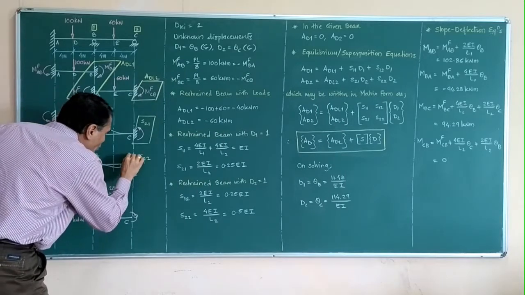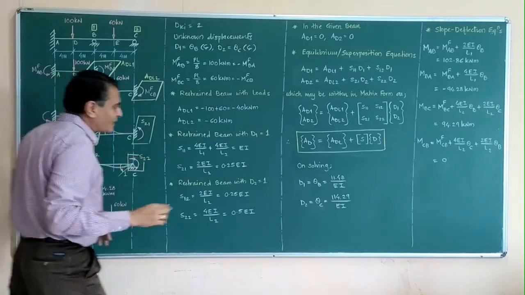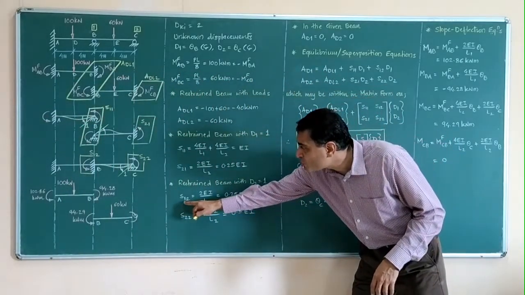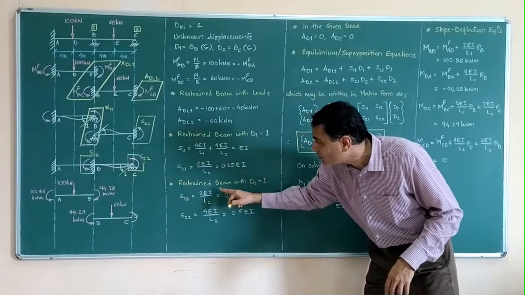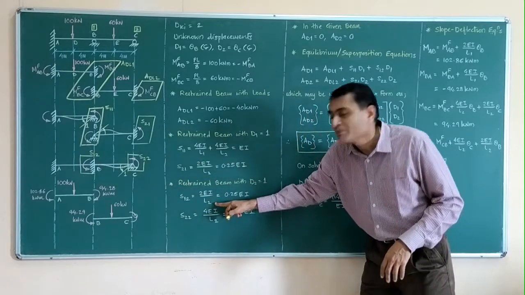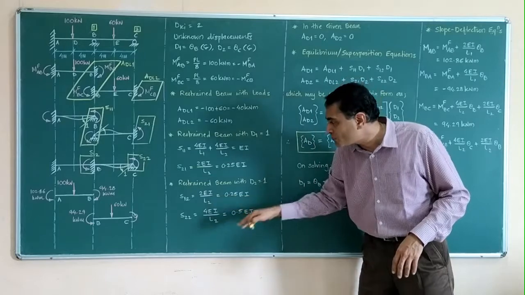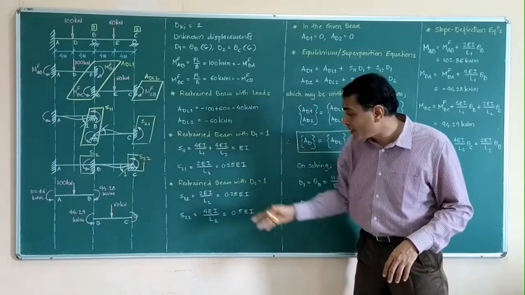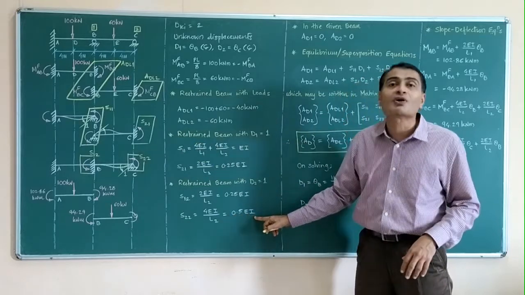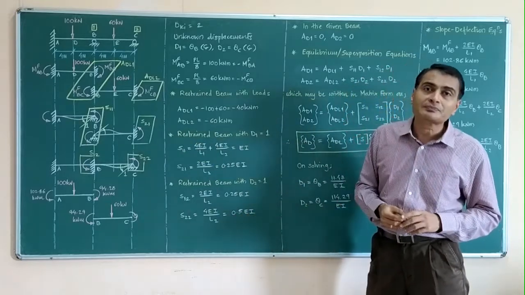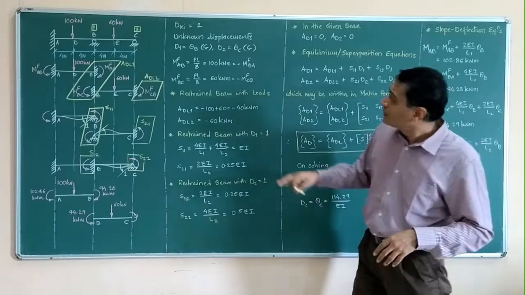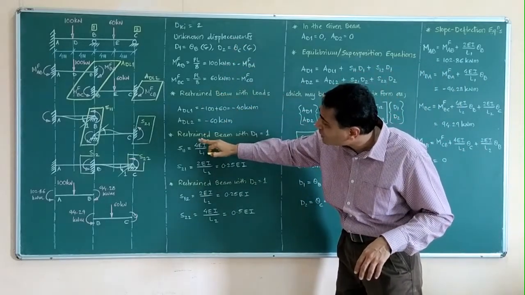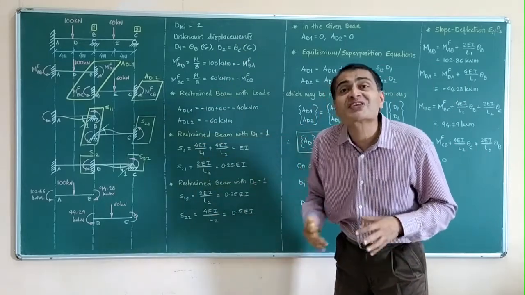This is my S22. And that is what I am writing in my calculations also. S12 will be 2EI upon L², that is 2 by 8, so it is 0.25, and then S22 will be 4EI upon L, 4 by 8 will be 1/2, so it is 0.5 EI. So, fixed end moments calculated, ADL1 calculated, stiffness calculated.